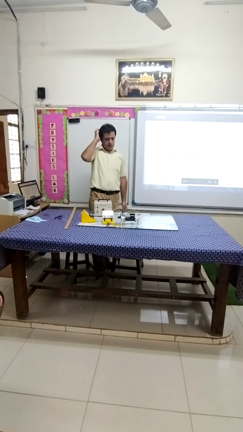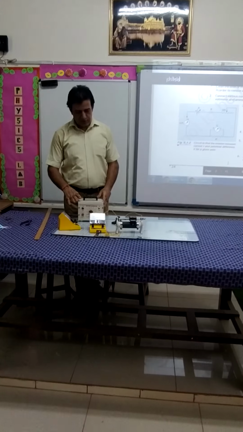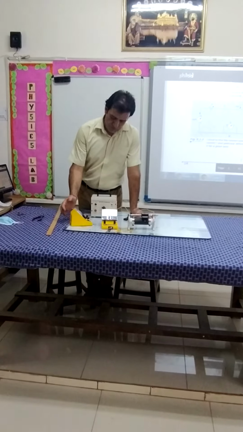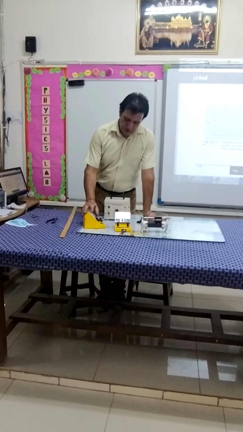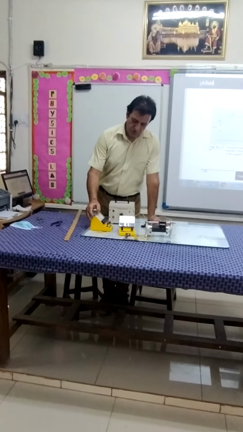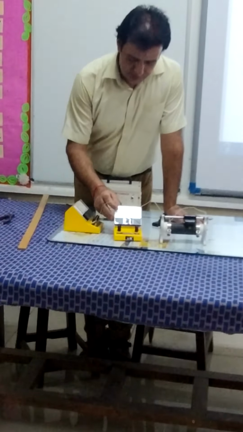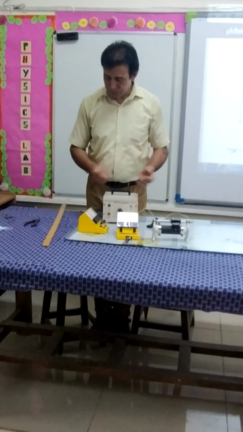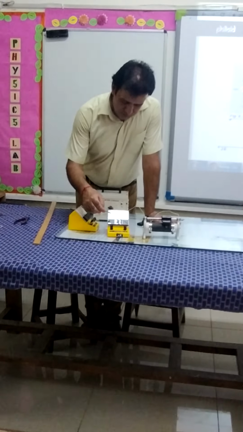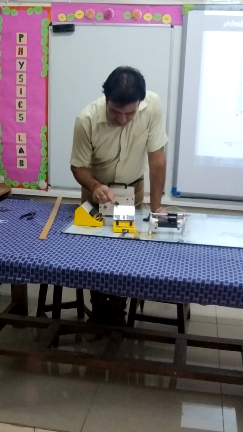So I think the connections are correct as per the circuit diagram. Again, what we have to check? We have to check that the needle in the milliammeter should be at 0. That means there should be no error in the milliammeter as well as in the voltmeter. So we are checking here that in the voltmeter and milliammeter there is no error, because the needle is exactly at 0.